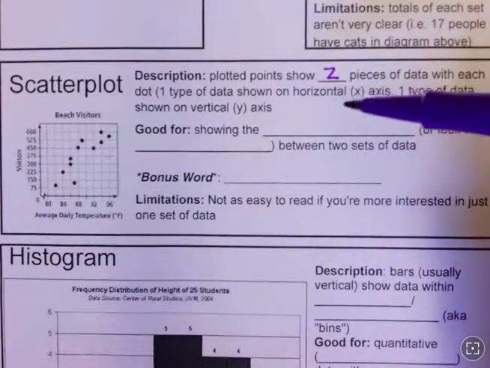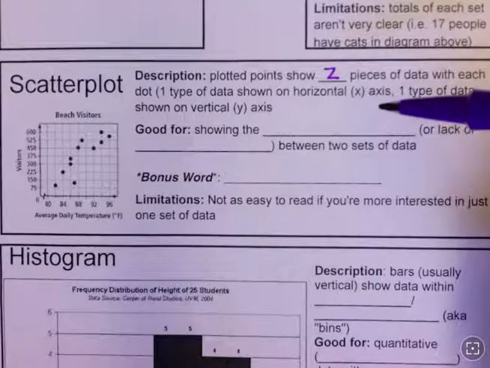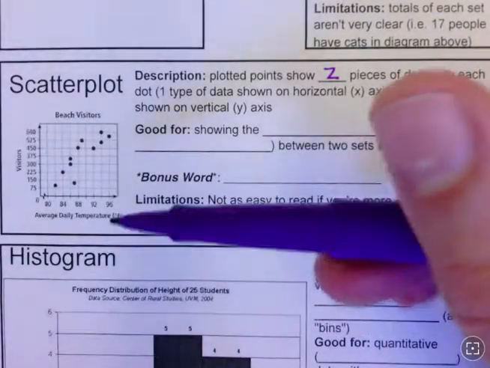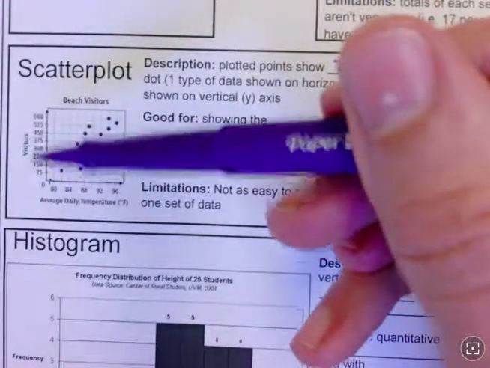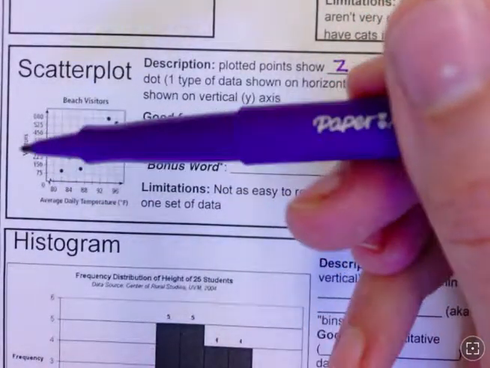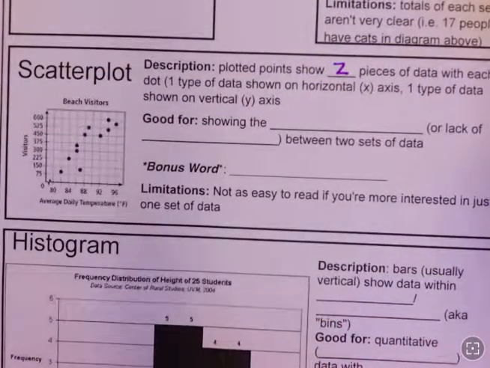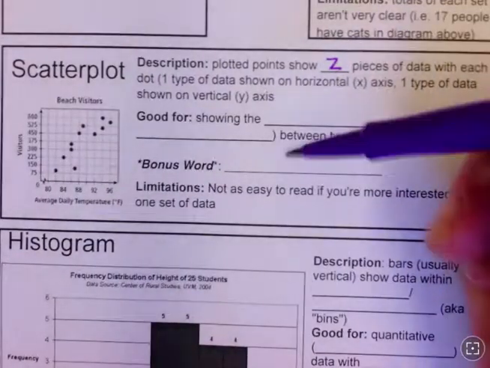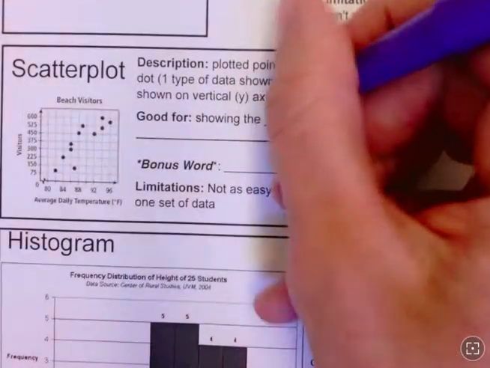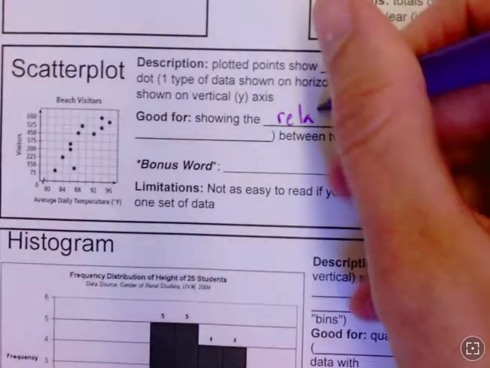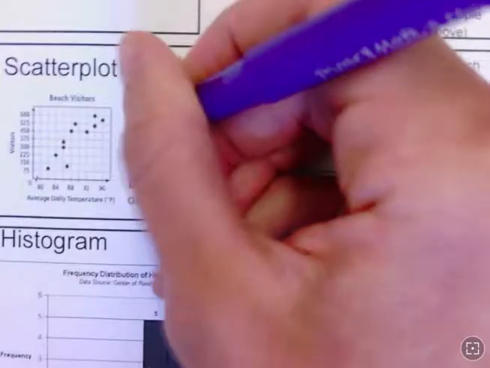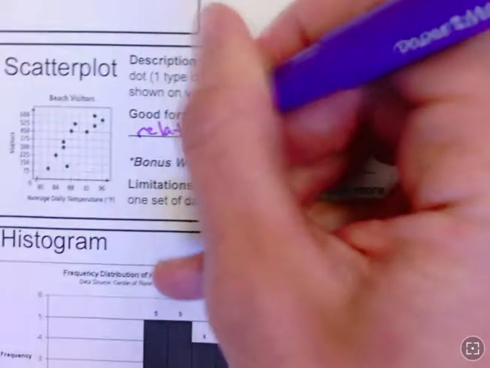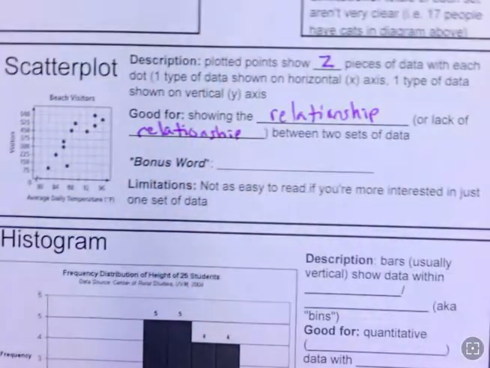One type of data is shown on the horizontal x-axis, and that's labeled here, so this is average daily temperatures. And one type of data is shown on the vertical axis, right here, visitors. This is really important when we're making scatter plots to label our axes so that people know what they're looking at. It's good for showing the relationship, or lack of relationship. So it might be that the dots don't show a pattern.